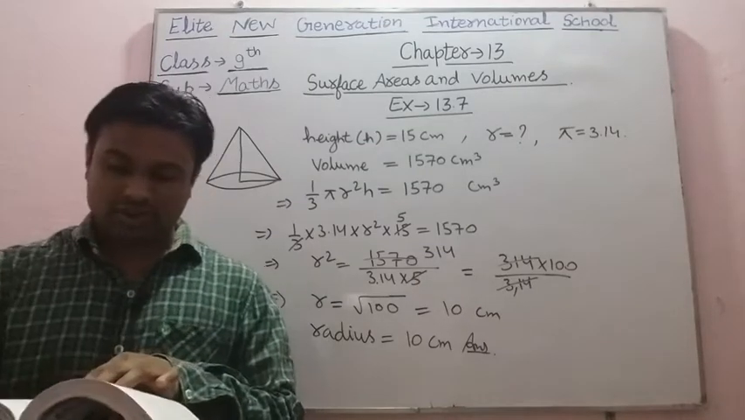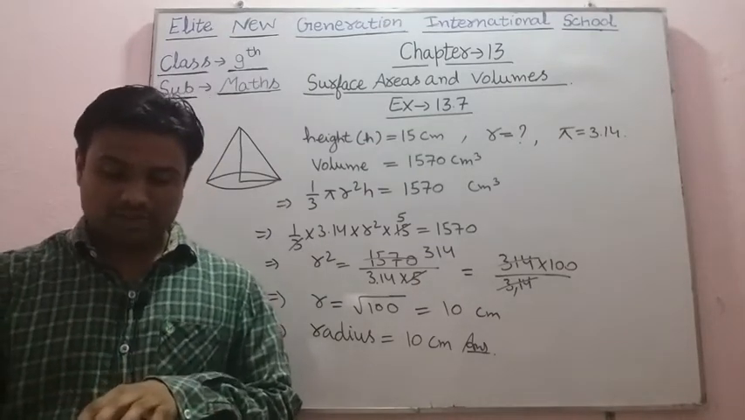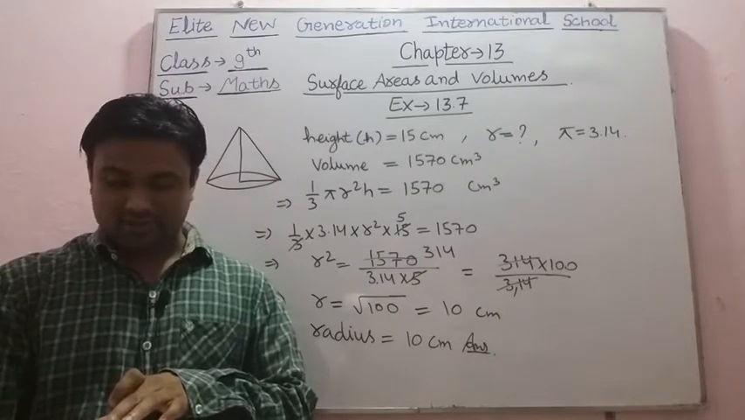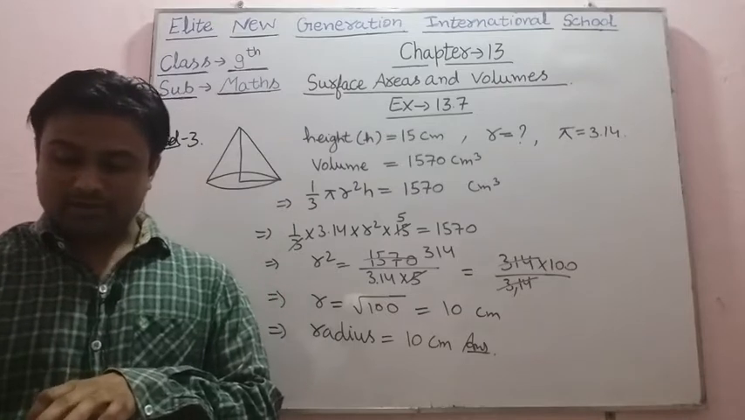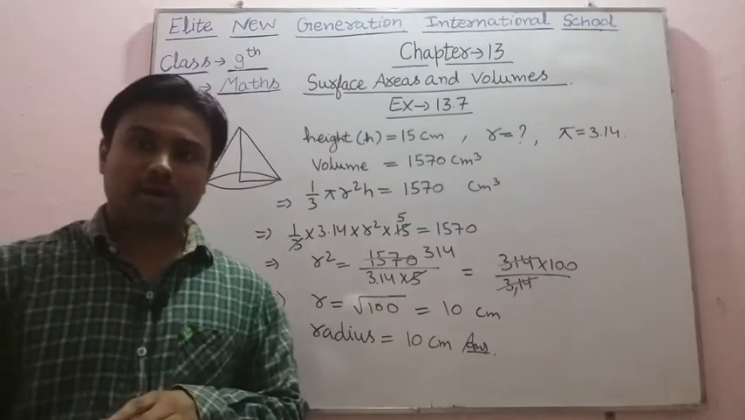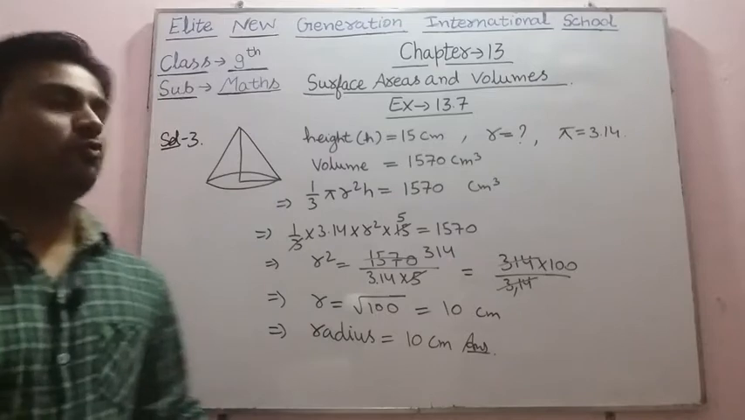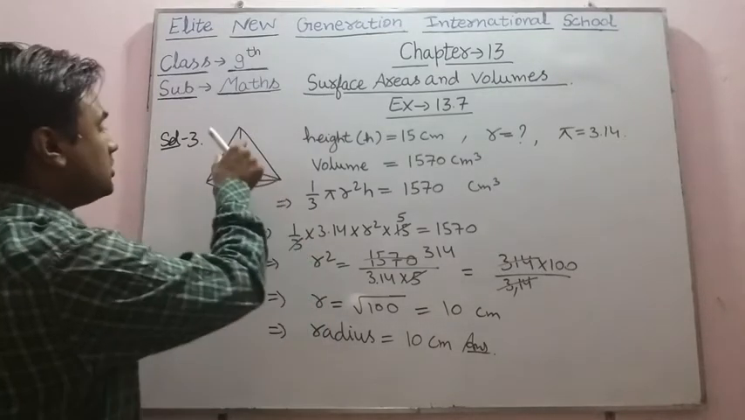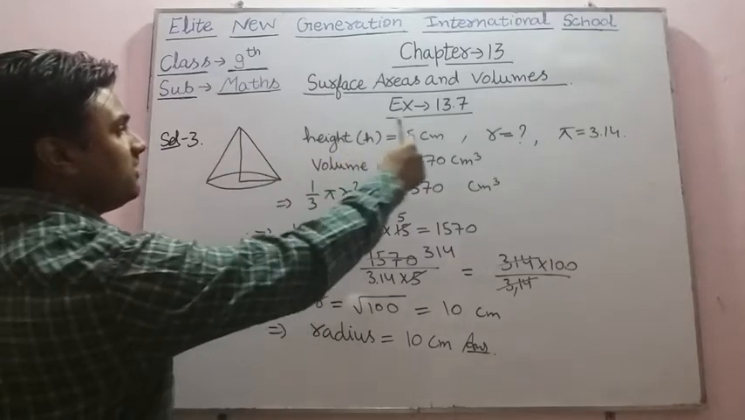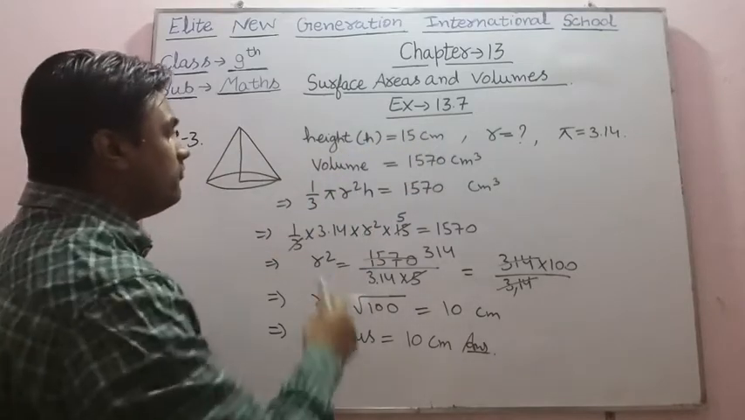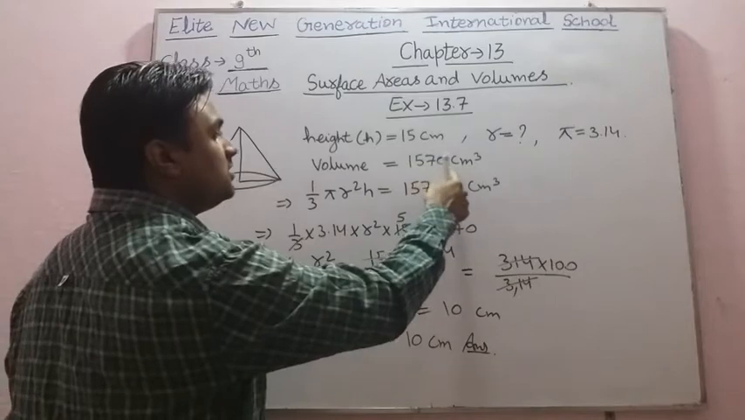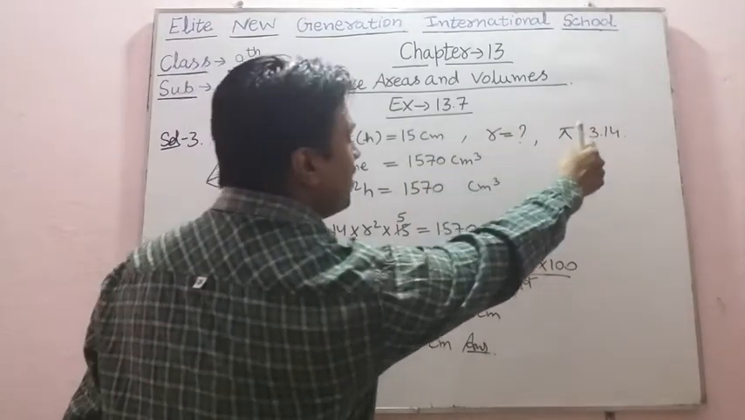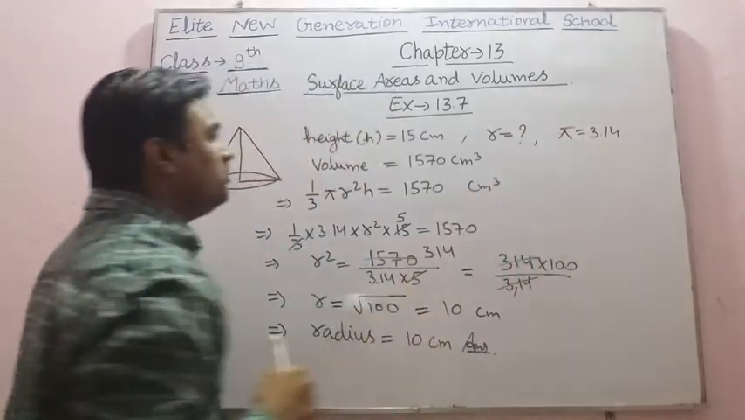In question number 3 we are given the height of a cone is 15 centimeter. If its volume is 1570 centimeter cube, find the radius of the base and use pi equals 3.14. So in this question we have a cone. In this cone the height is given as 15 centimeter and the volume is given as 1570 centimeter cube. Here we have to find the radius and we have to use the value of pi as 3.14.